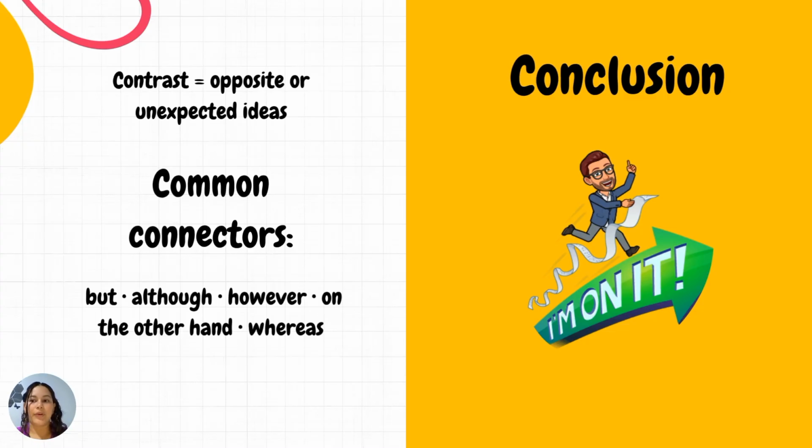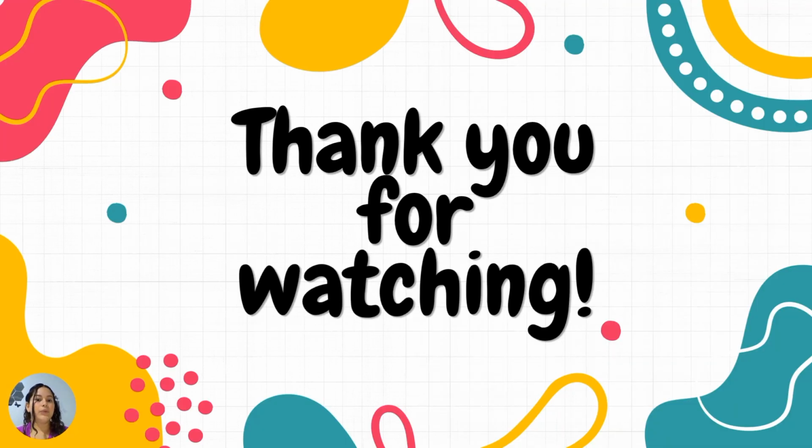To conclude, linking words of contrast are essential tools for expressing difference and contradiction between ideas. They allow speakers and writers to communicate more clearly, especially in academic and formal contexts. In this lesson, we focused on 5 connectors: but, although, however, on the other hand, and whereas. I encourage you to practice these structures in your own sentences. Thank you for watching.